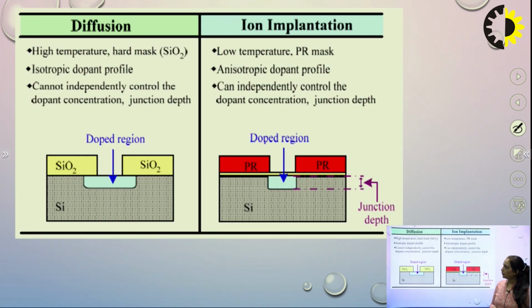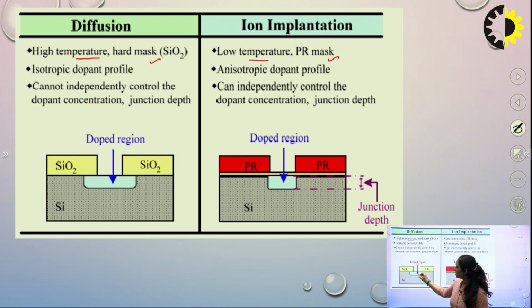So depending upon the application, we can use diffusion as well as ion implantation. The basic difference between these two processes is that diffusion is done at a very high temperature, whereas ion implantation is carried out at a lower temperature. And the mask used here is a hard mask of SiO2, silicon dioxide. Here a simple PR, photoresist material, can be used as a mask. So this type of diffusion is known as isotropic. We have also studied in the last lecture what isotropic profiles are. In case of an isotropic profile, we consider lateral as well as vertical directions, right?